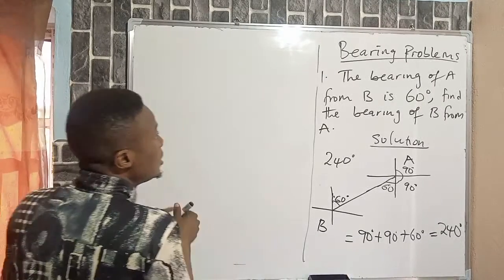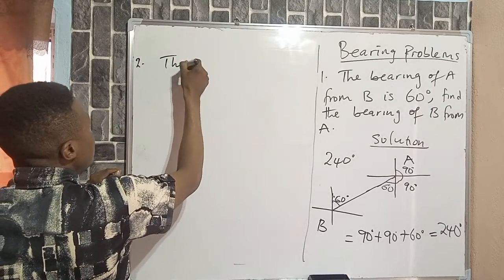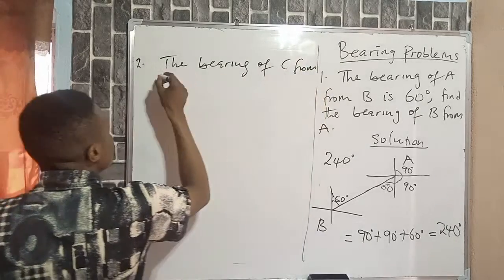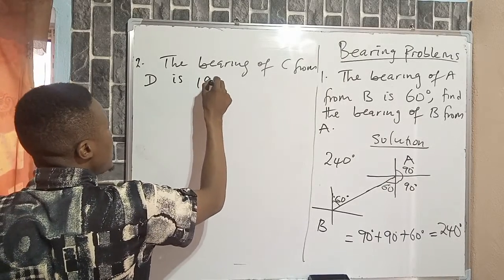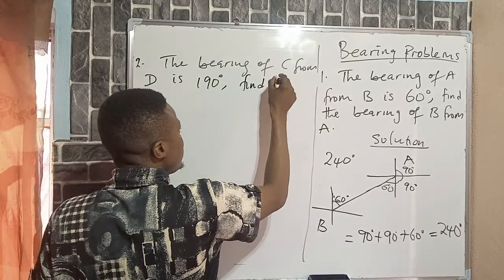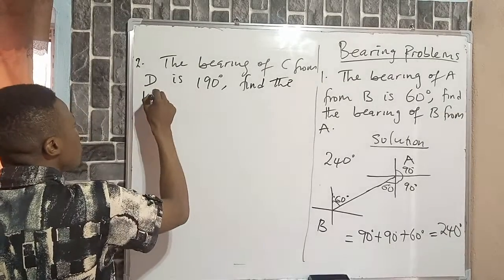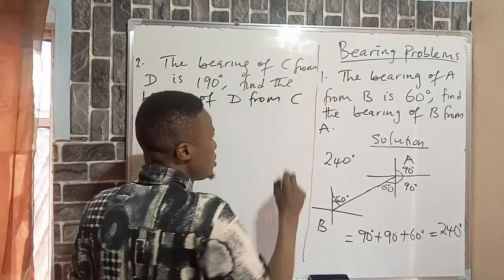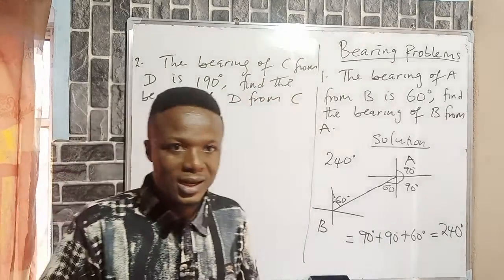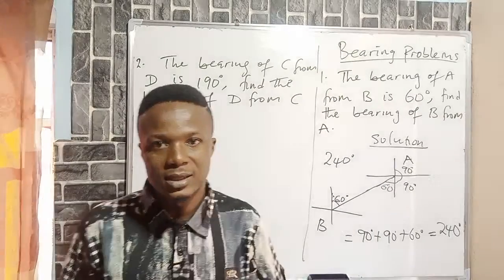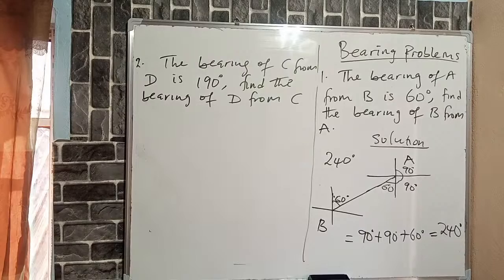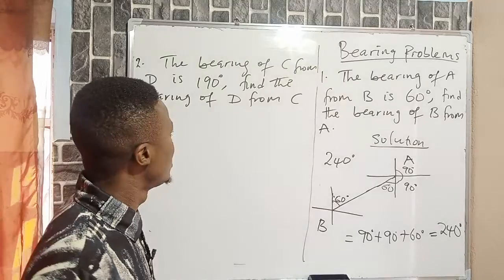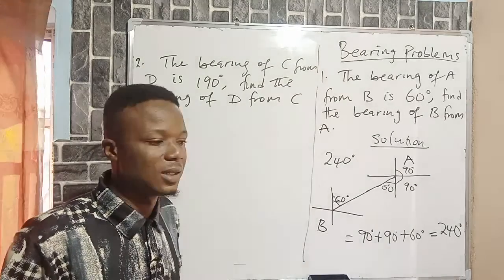So let's say number 2, the bearing of C from D is 190 degrees. Find the bearing of D from C. So try this and put down the answer in the comment box. Try to see if you can get it. The bearing of C from D is 190 degrees. Then find the bearing of D from C.